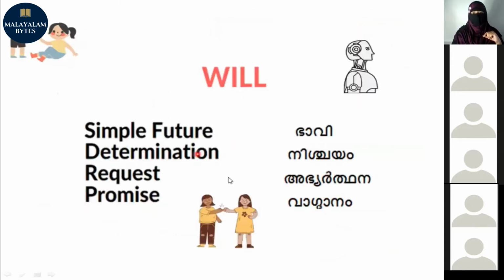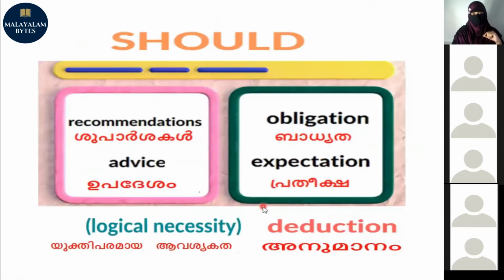What does will help to express? Simple future, ഭാവി. Determination, നിശ്ചയം. Request, അഭ്യർത്ഥന. Promise, വാഗ്ദാനം. What is should used for? It is used for strong recommendations, ശുപാർശകൾ. Obligations, ബാധ്യത. Advice, ഉപദേശം. Expectation, പ്രതീക്ഷ. Logical necessity, യുക്തിപരമായ ആവശ്യകത. Deduction, അനുമാനം.